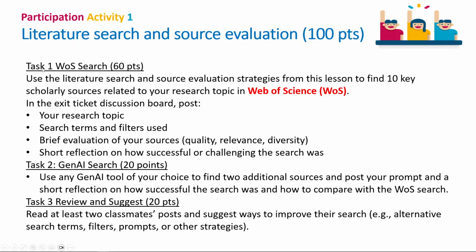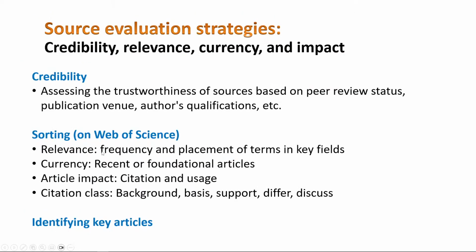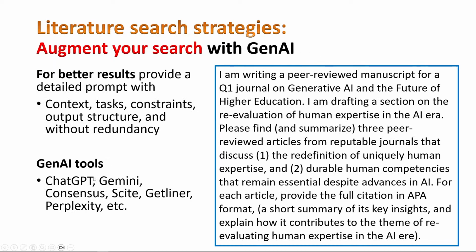So basically, use Web of Science and find 10 key scholarly resources related to your research, and then document this. Then use generative AI, any one of them. I just showed you this with ChatGPT, but you can use Consensus, which is usually very good also for finding peer reviewed articles. But ChatGPT is equally good. You can try Consensus, it will give you a different experience. You can play with these and see whichever one you like.